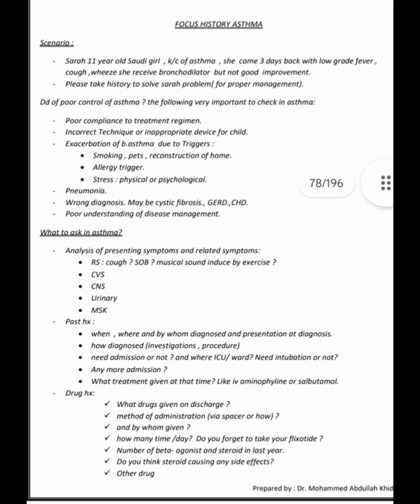Drug history, we will ask about that. What drugs were given on discharge? Method of administration, via spacer or how? And by whom given? How many times per day? Do you forget to take your Exotid? And the number of beta agonist and steroid courses in the last year? Do you think steroid is causing any side effects? And other drugs. So when we take the drug history, we will ask all these questions, and if the patient is taking steroid, we will search whether side effects are present or not.